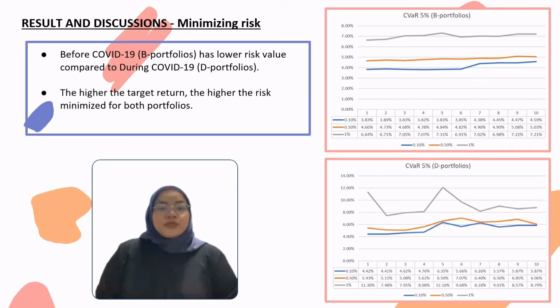By referring to the figure, it shows the comparison between B portfolios and D portfolios. B portfolios have lower risk value compared to D portfolios. Then, we conclude from the figure that the higher the target return, the higher the risk minimized for both portfolios.